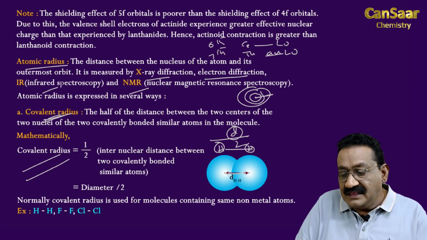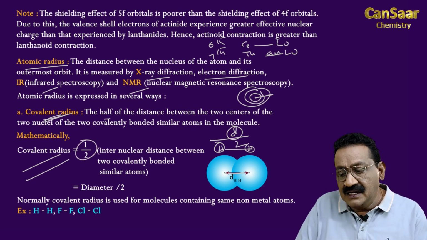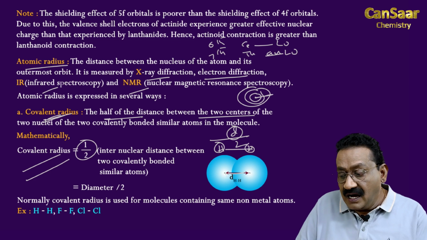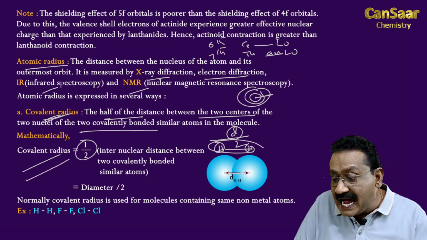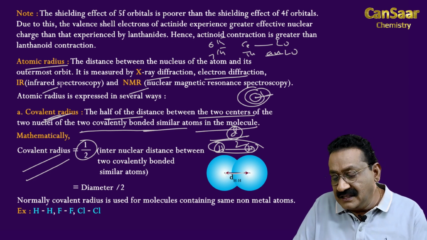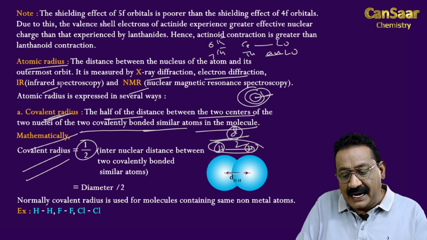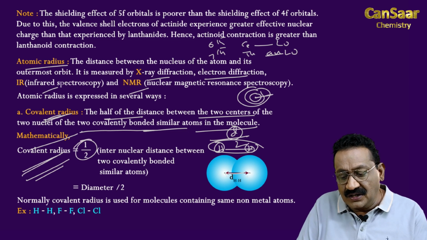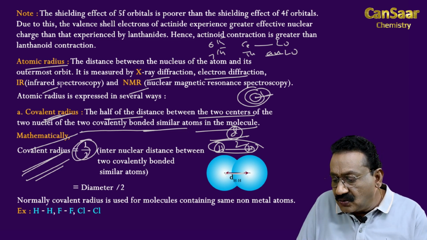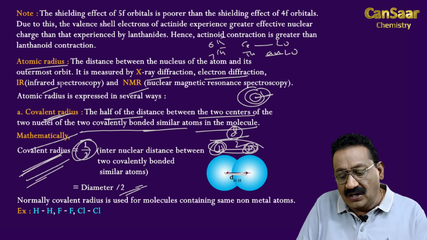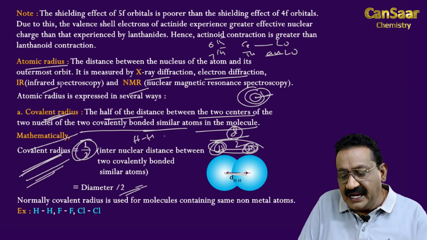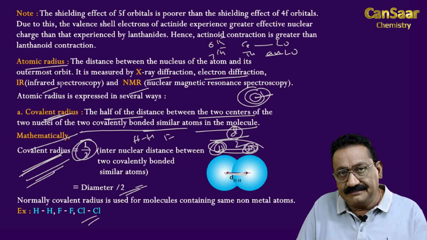By definition, it is half of the distance between the two centers of the two nuclei of two covalently bonded similar atoms, the same atoms present in the molecule. Mathematically, covalent radius equals half of the internuclear distance between the two covalently bonded similar atoms, H and H, that is diameter by 2. That is called covalent radius, defined for H bond H, F bond F, Cl bond Cl.